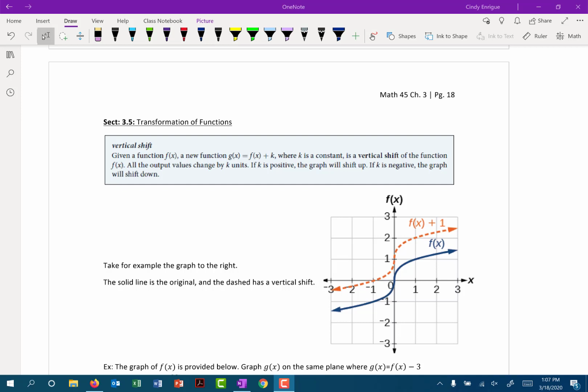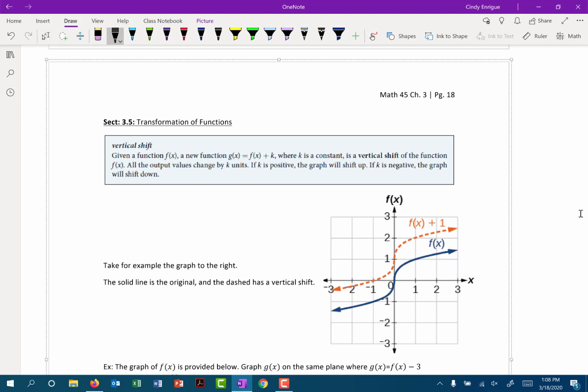So here we go. We're going to continue with our remote online learning. So Section 3.5, Transformation of Functions. So this section kind of starts off with all of these shifts and transformations and moving it to the left or to the right, up or down. So this is going to be a very important section.